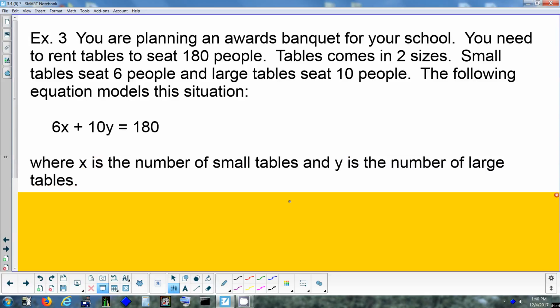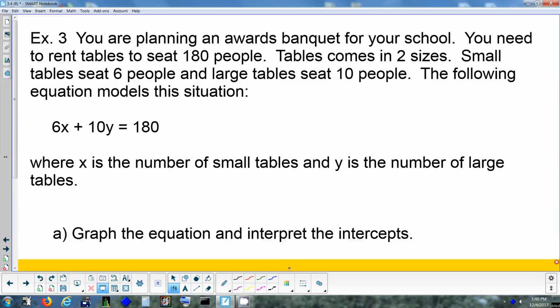So x is the number of small tables, y is the number of large tables. So you would multiply, because 6 people fit at a small table. So let's say you had 5 small tables. 6 times 5, 30. 5 small tables would fit 30 people. If you had 5 large tables, 10 times 5, 50 people would fit. We have to fit 180.